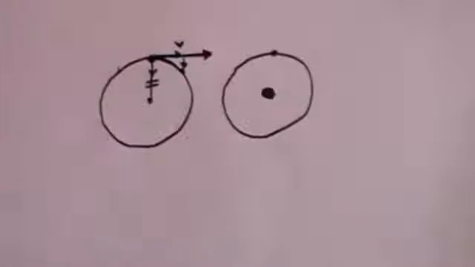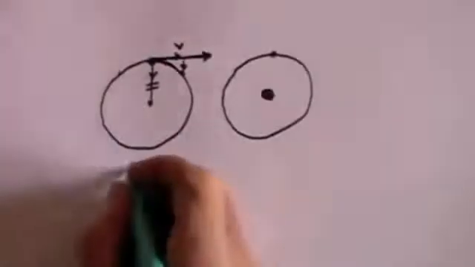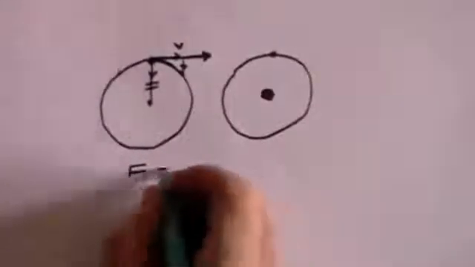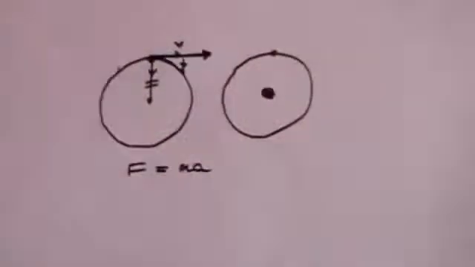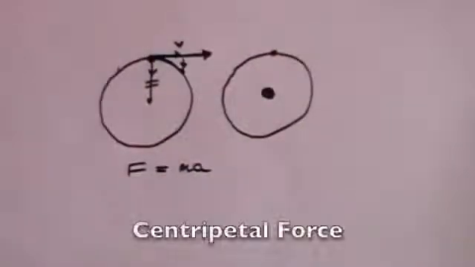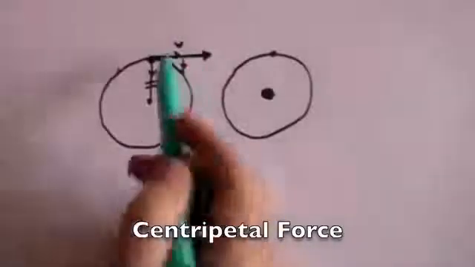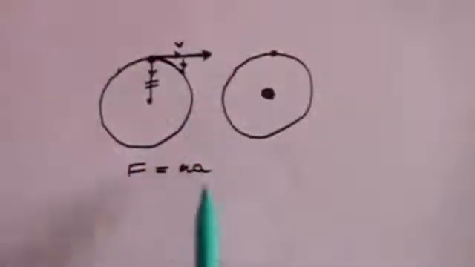And if you have an acceleration, then because of Newton's second law, which tells us that force is mass times acceleration, the centripetal force will be the mass of the ball multiplied by the centripetal acceleration. And we'll work out what that acceleration is later.